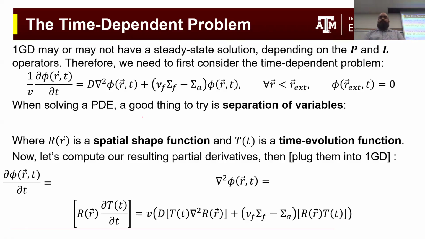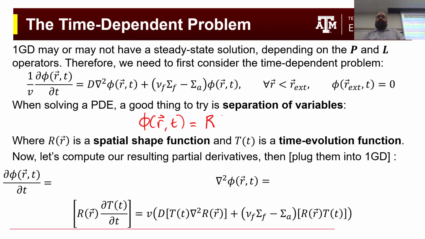When we talk about separation of variables, we're going to assume that the flux that we're trying to solve for, the scalar flux as a function of position and time, can be separated into two functions that separate the variables out.